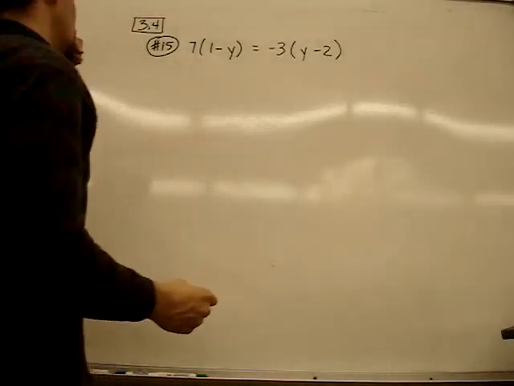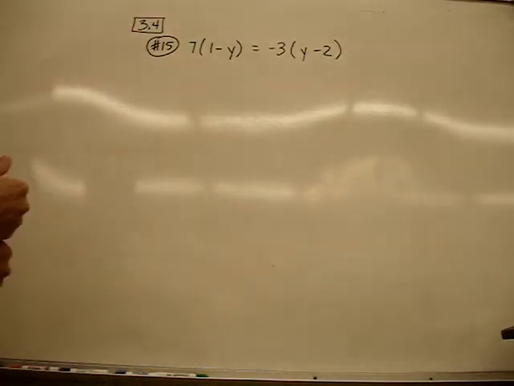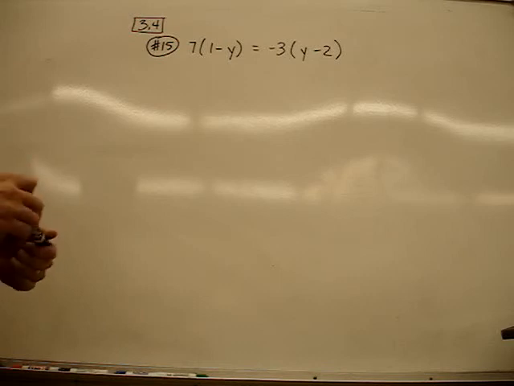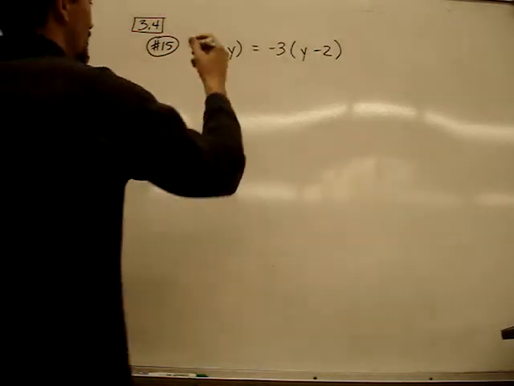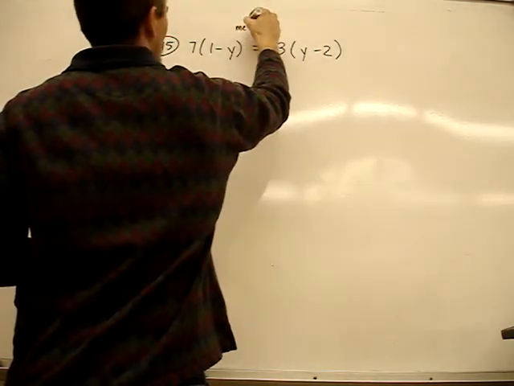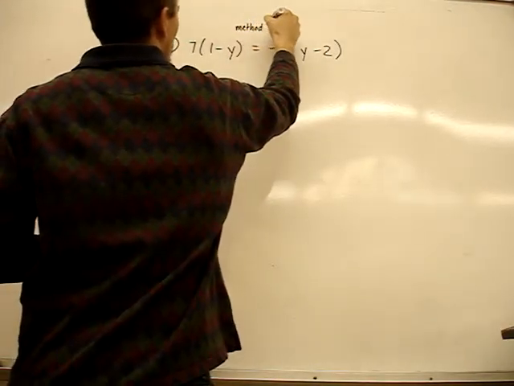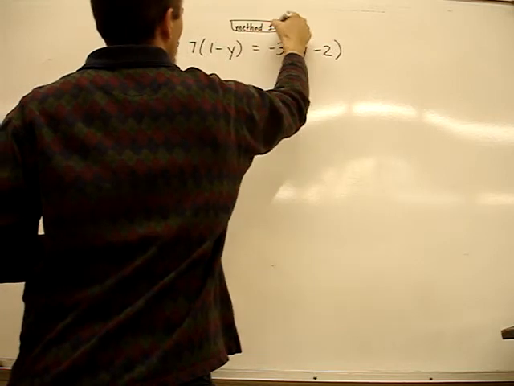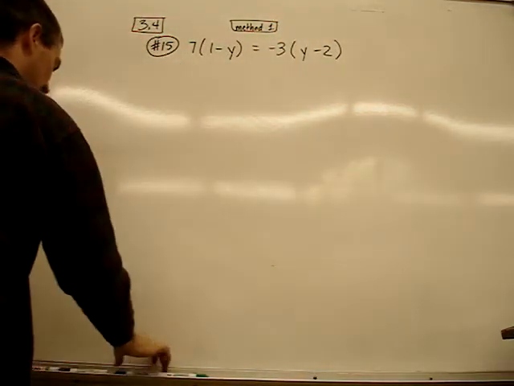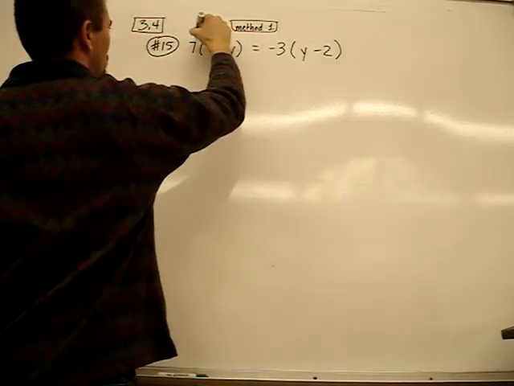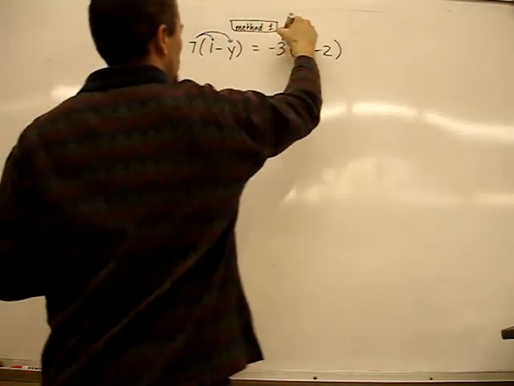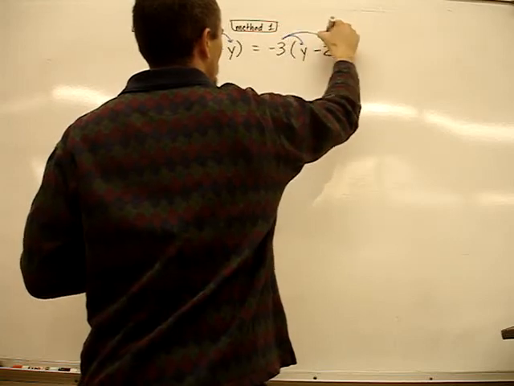Okay, so once again, section 3.4, number 15. Since there's a couple different ways to do these types of problems, I've had my students use method 1 on the odds. So that's what I'll end up doing for number 15, since that's an odd. And obviously we need to first distribute, which is an old concept, before we can continue.